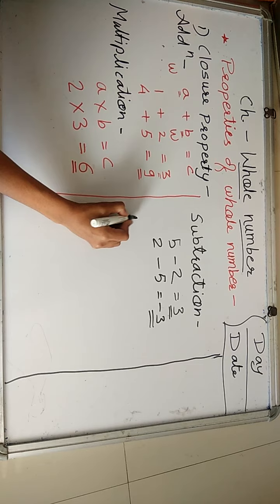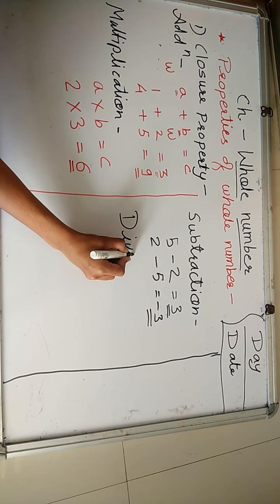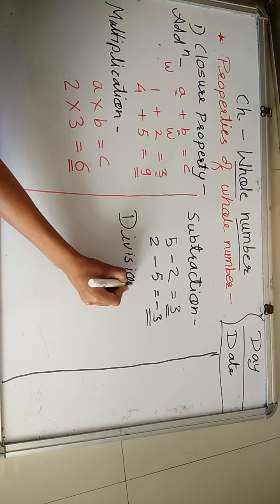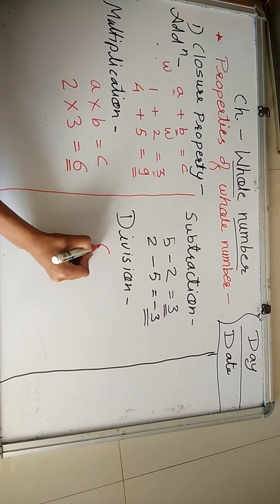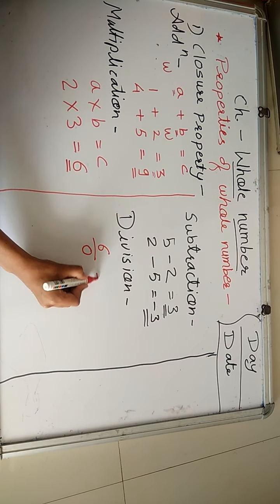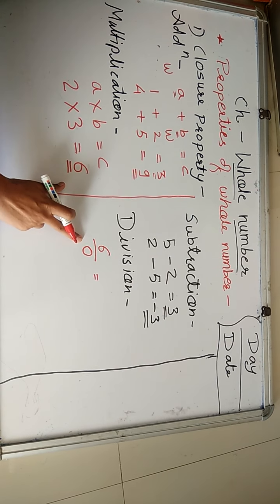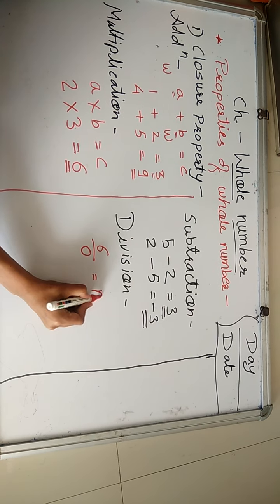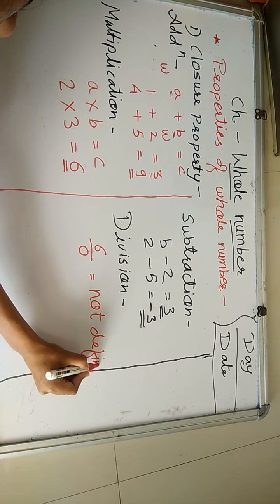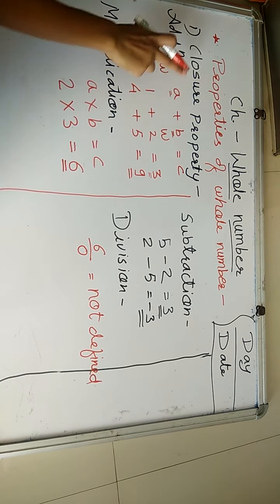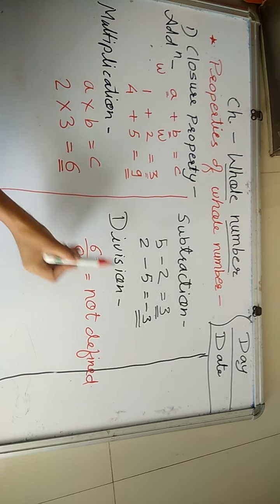Now next one is for division. If you divide any number by 0, it is not defined. That's why the closure property does not work for division.